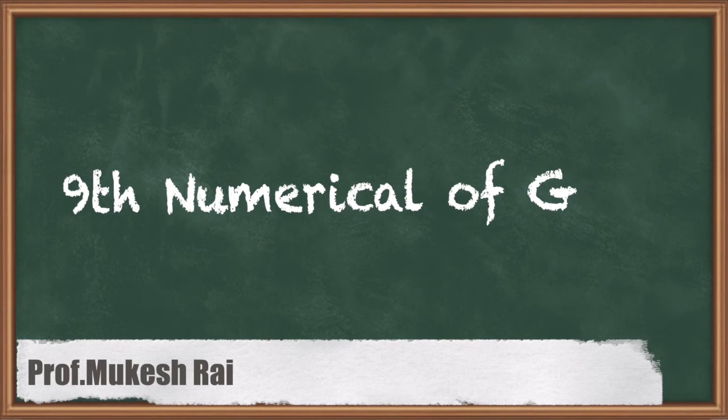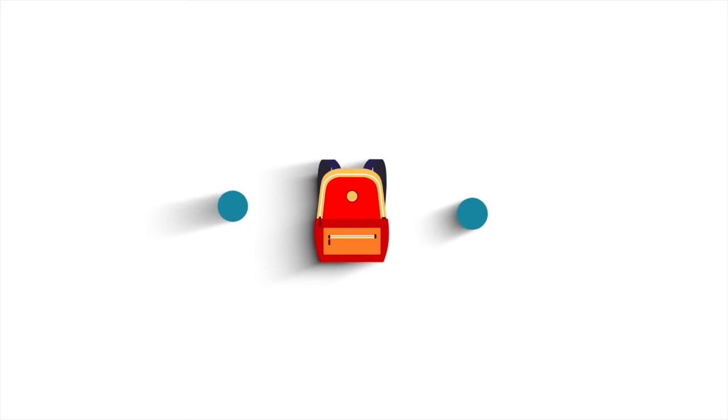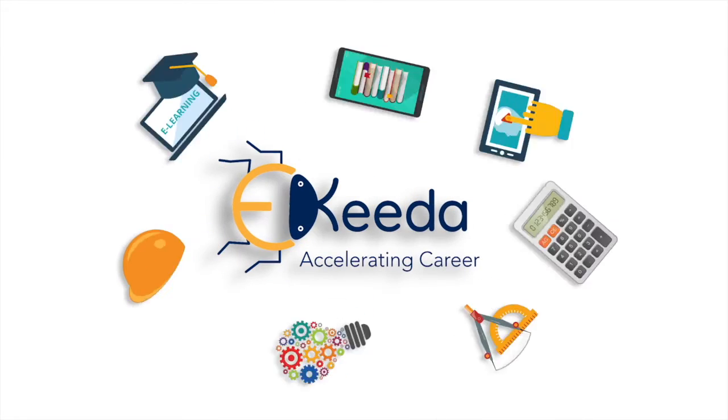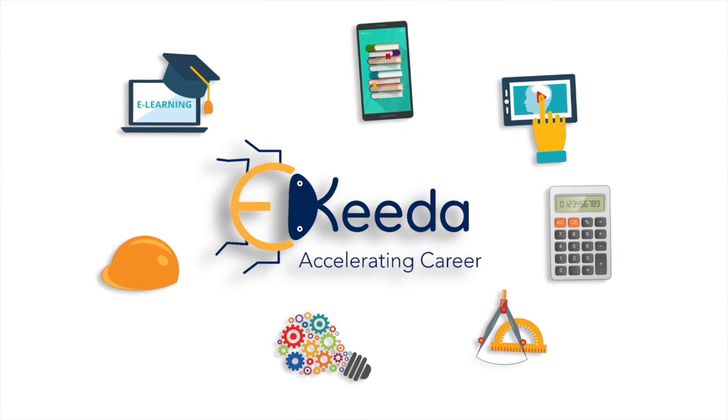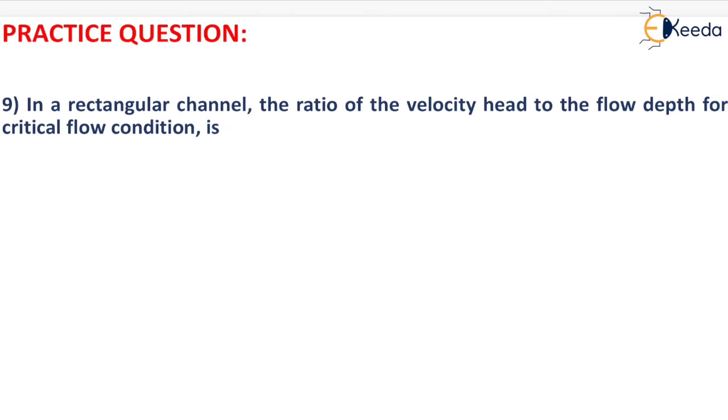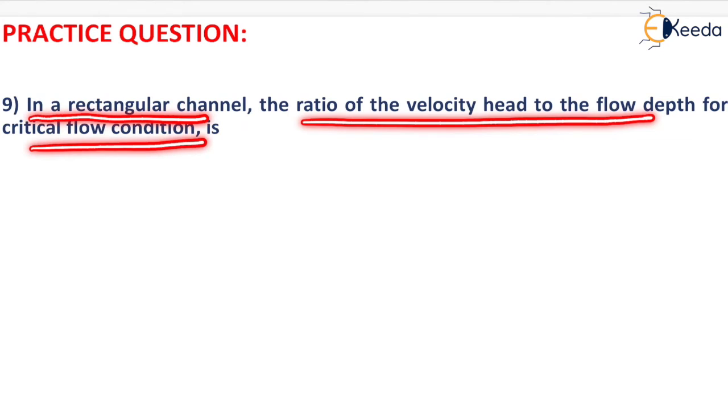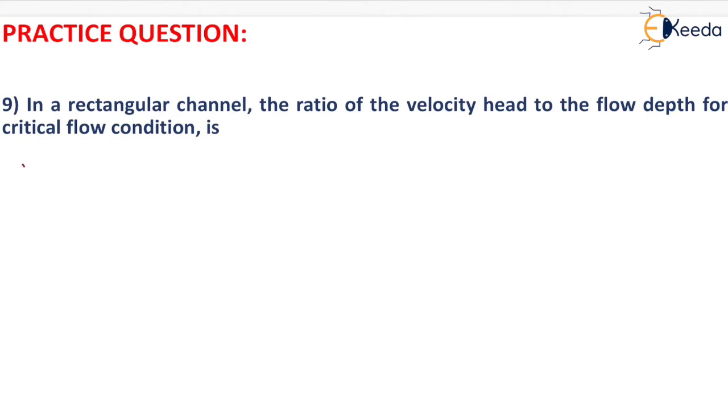Hello students, today we are going to solve the 9th numerical of a previous year GATE question. The question is given as: in a rectangular channel, the ratio of velocity head to the flow depth for critical flow condition is. Now we have to solve this question.